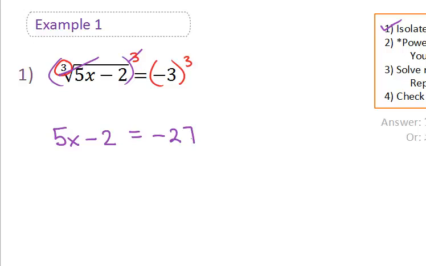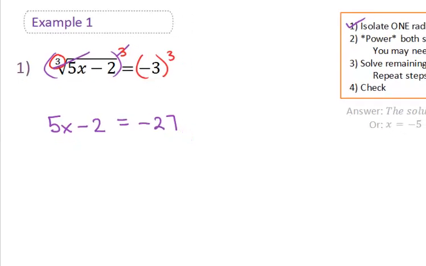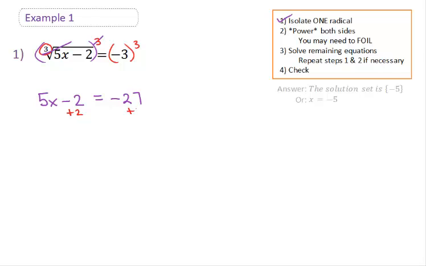From here, this is a linear equation, or a degree 1 type of equation. So I just solve this equation by isolating the variable. I move 2 to the other side, which gives me 5x is equal to negative 25. And then divide by 5 on both sides. That gives me the answer of x is equal to negative 5.